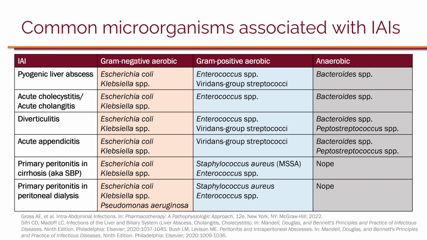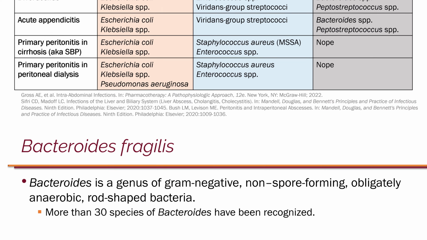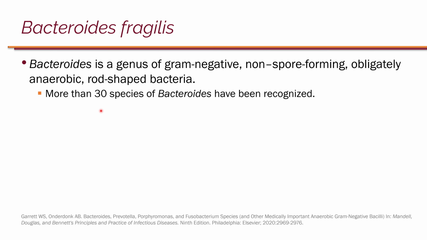For gram-negative, essentially E. coli should always be covered empirically, as well as Klebsiella, but not necessarily Pseudomonas. Now, with patients who are on peritoneal dialysis, Pseudomonas may be indicated, but for the rest of them, Pseudomonas is typically not an indication unless certain populations within these infections that we will talk about when we talk about treatment. So let's talk about Bacteroides.